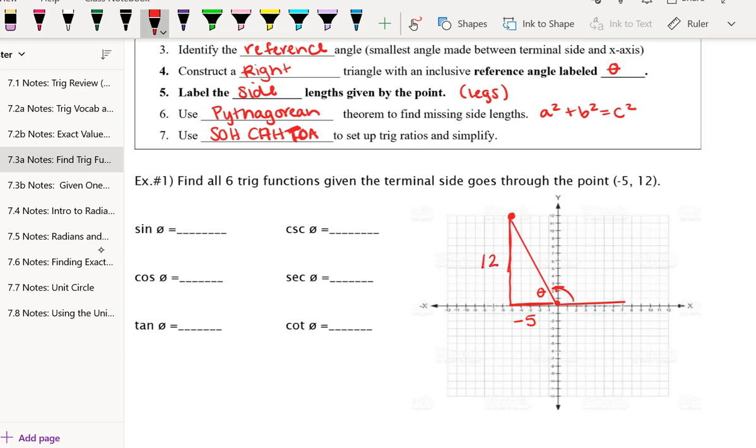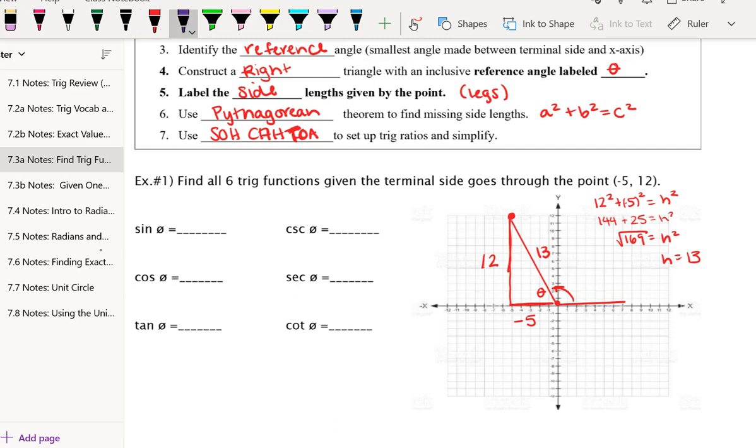Okay, once we have that labeled, we're going to use the Pythagorean theorem to help me find my hypotenuse. So we're going to take 12 squared plus -5 squared, and that's going to give me my hypotenuse squared. So it's 144 plus 25 is equal to h squared, and that is 169 is equal to h squared, which means h is equal to, when I take the square root, 13. So this length right here is 13.